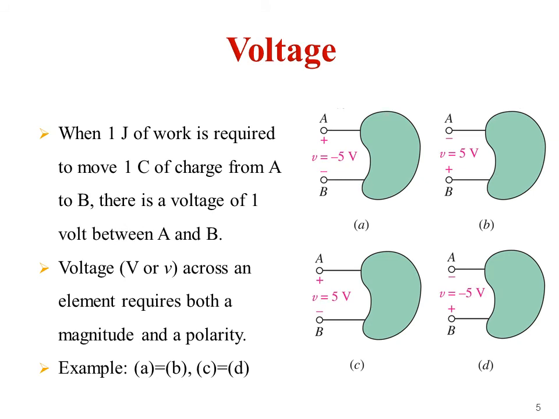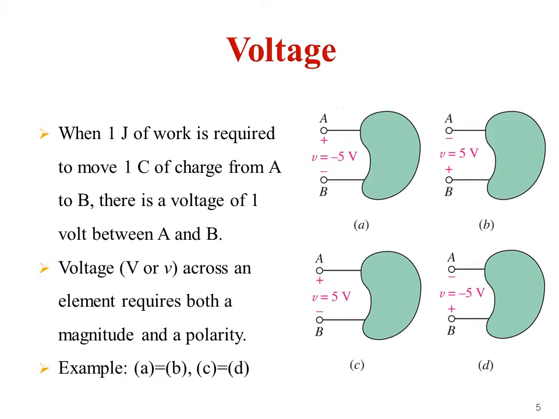Now let us discuss voltage. When 1 joule of work is required to move 1 coulomb of charge from point A to point B, there is a voltage of 1 volt between A and B. That is, if we put in 1 joule of work to move 1 coulomb of charge from one point to another, it creates a voltage of 1 volt between those two points.